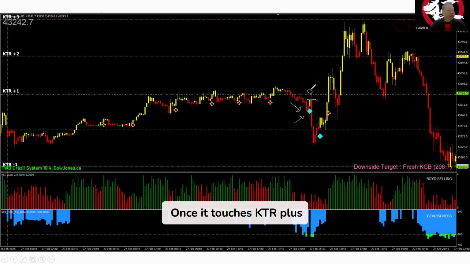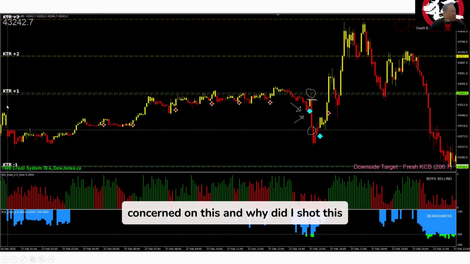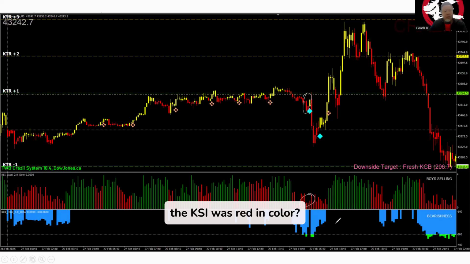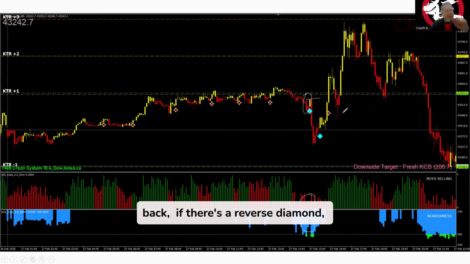Once it touches KTR +1 over here, it reversed down and hit the OP on this 5-minute chart. Why was I concerned here and why did I short this down? Because when the price was going up, do you notice that the KSI was red in color? Do you notice that the KCX was blue in color? That was where I knew that if the market pulls back and there's a reverse diamond, it is a very good sell. Learn something here?